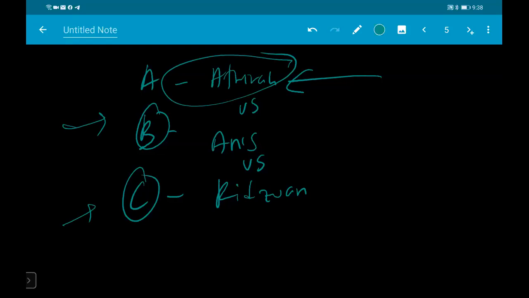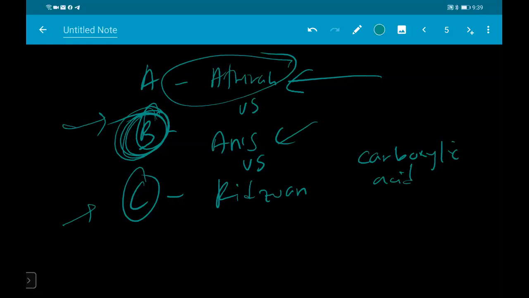Alright, same goes with the acid. Carboxylic acid, again I want to highlight, it is the strong acid dalam group B. Peringkat kampung, kampung tersusun, Anis yang paling baik. Yang C pula, kampung C, Rizwan ni adalah yang terbaik.